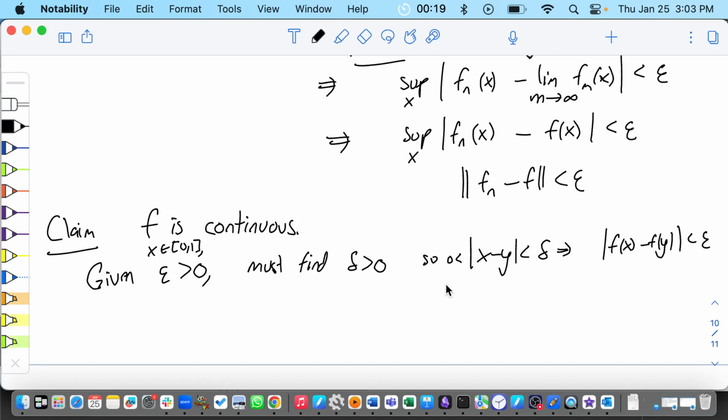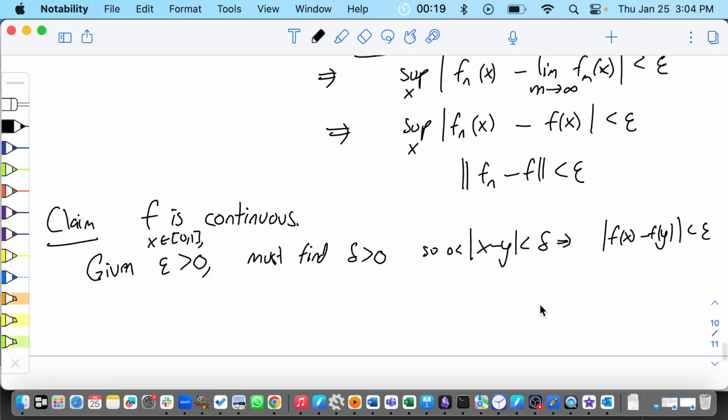Okay, so how are we going to do it? Well, here's how we're going to do it. f is close to fn, right? We just proved that. f is close to the sequence fn. The fn's are continuous. And so we'll use the continuity of the function fn to find our delta, and then we'll use the fact that fn is close to f to prove that we're not making that much of an error. So here's how we're going to do it.